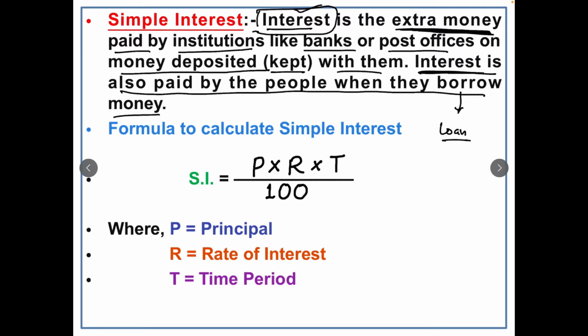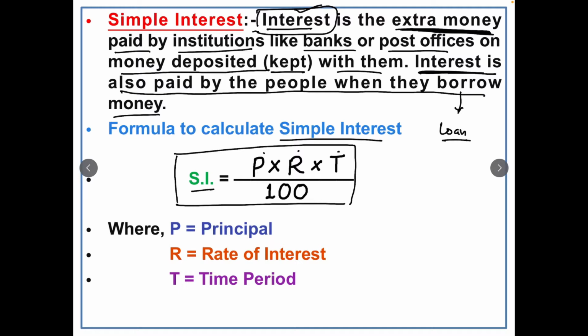We have the formula to calculate simple interest, which you have already studied. SI, which stands for simple interest, is equal to P into R into T divided by 100. This is the formula to calculate the simple interest on any amount, if you are given the principal amount P, rate of interest R, and time period T. So the formula is SI equals P into R into T divided by 100, where P stands for principal amount, R stands for rate of interest, and T stands for time period.